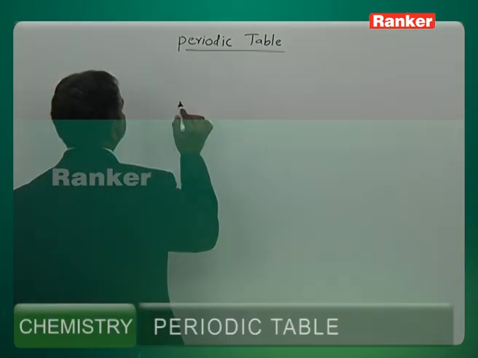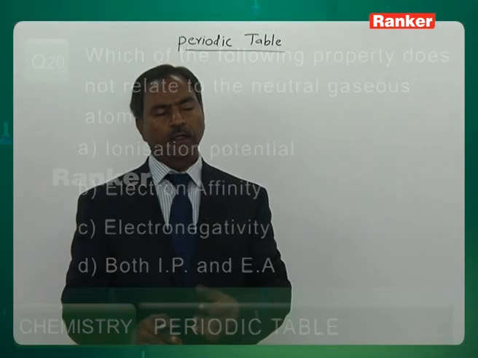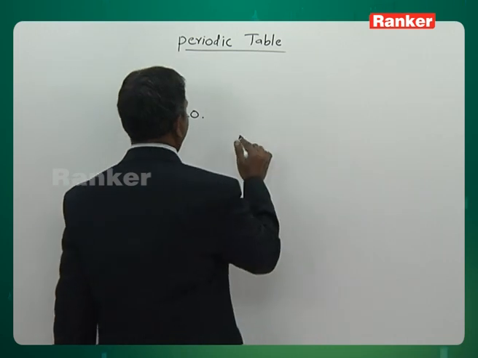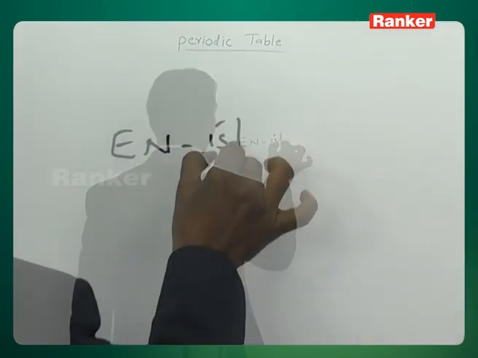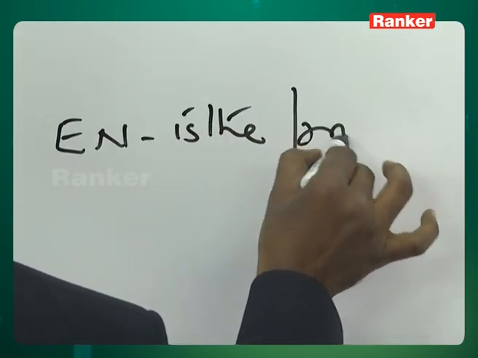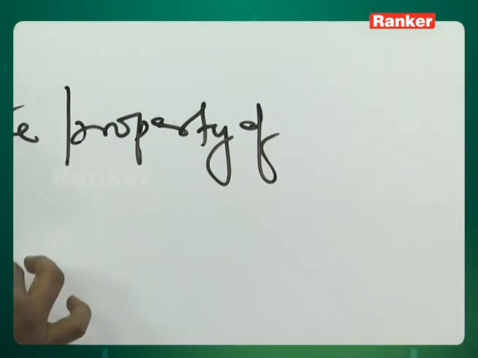Question number 20: which of the following properties does not relate to a neutral gaseous atom? Ionization potential, electron affinity, electronegativity, and both IP and electron affinity. As I said, electronegativity is the property of combined atoms.